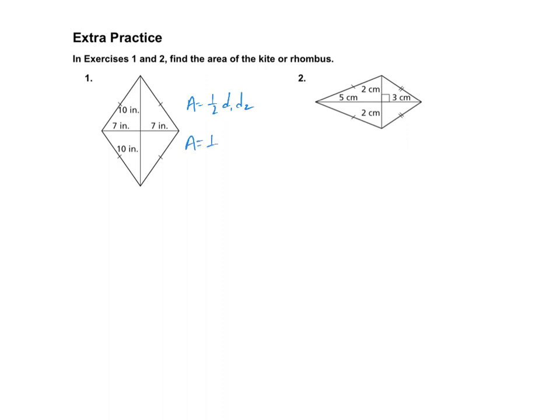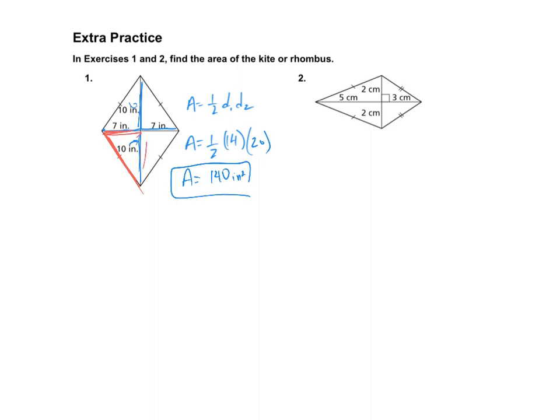So the area is going to be 1/2. Well, this diagonal is 14. And then we are given that this piece is 10 and that piece is 10. I'm assuming that they're pointing to that. So the other diagonal is 20. So the area will be 1/2 of 14 times 20, so you could think of it as 7 times 20, so 140 square inches.